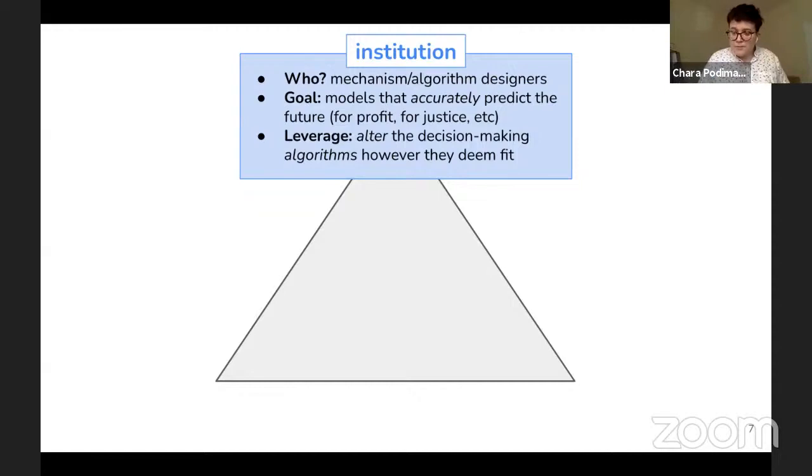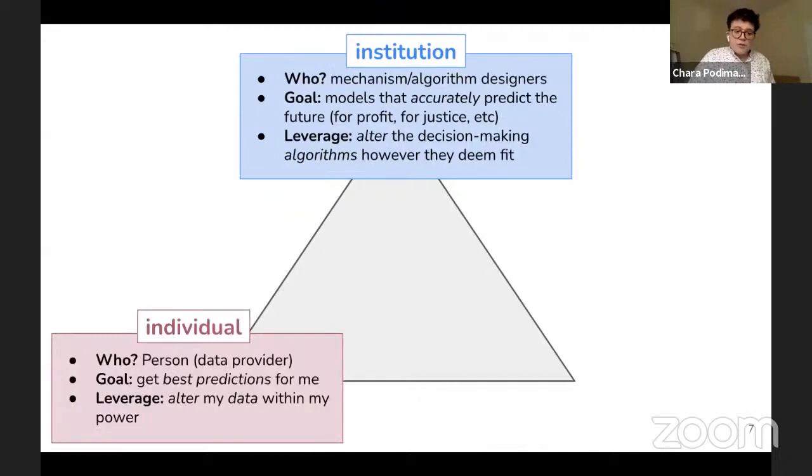Now, the second actor is the individual per se. Individuals are the data providers, the persons that supply the institutions with data. Our goal as individuals is to always obtain the best predictions for ourselves. And our leverage is to alter our data within our power. Now, in the previous example with the bank and the loan mechanism, individuals are applicants for these loans. What is their goal? Their goal is, when submitting their characteristics, their folder for consideration for the loan, they want to always be granted the loan. That's what the best prediction looks like.